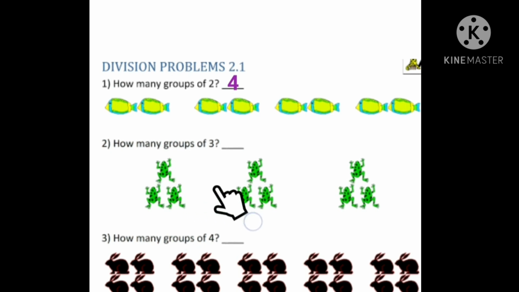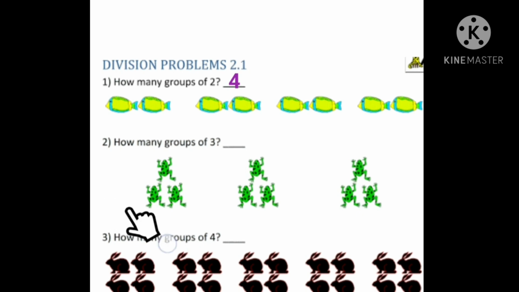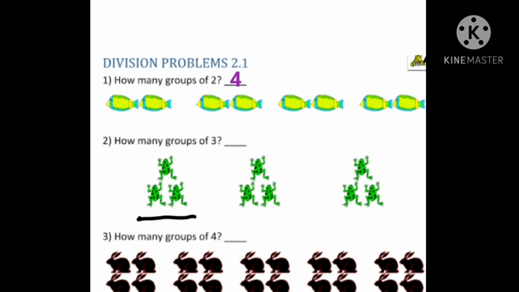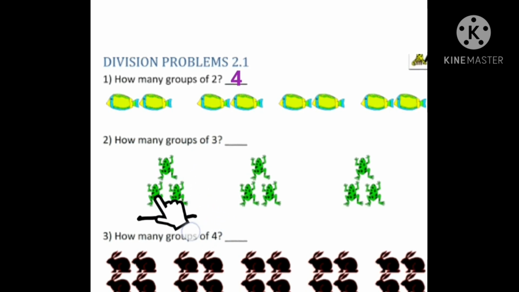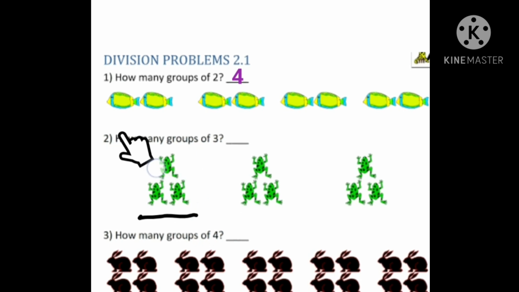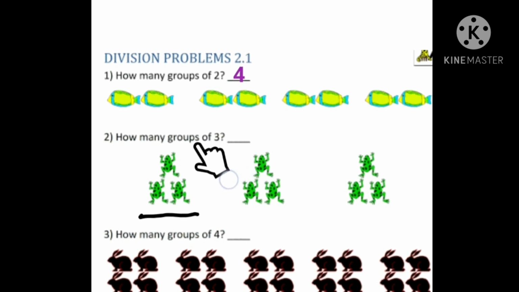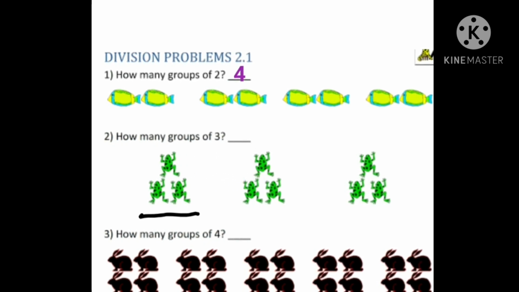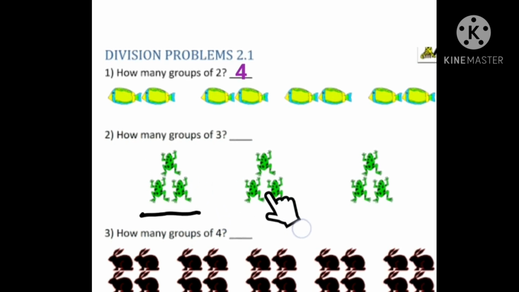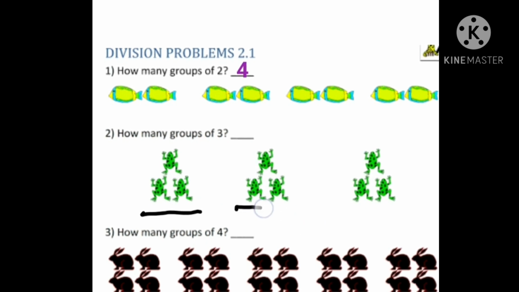Here are some pictures of frogs. So we have to find the groups of 3. Okay. Here we have the first group which contains 3 frogs. Okay, 1, 2, 3. So in this group we have 3 frogs. And in the question it is given we have to find the groups of 3. So the first group contains 3 frogs. Now the second group also contains 3 frogs.